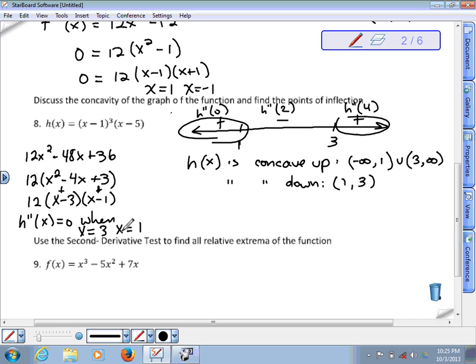We actually need to state the points of inflection, so we know that it's 3 comma something and 1 comma something. So 3 plugged in, 3 minus 1 is 2, 2 cubed is 8. We have an 8. 3 minus 5 is negative 2. 8 times negative 2 is negative 16. So 1 is plugged in. 1 minus 1 is 0. 0 cubed is 0. 0 times anything over there is going to be 0. And these are the points of inflection.